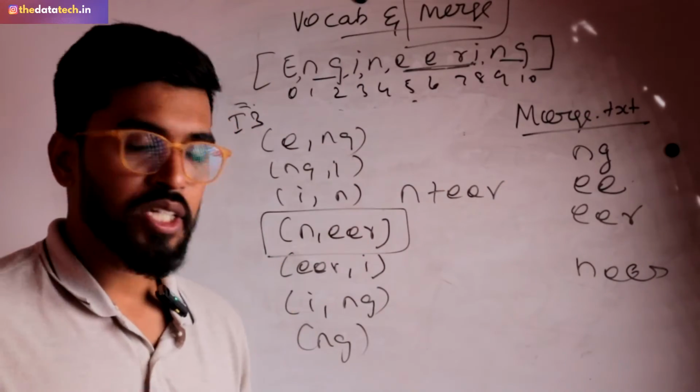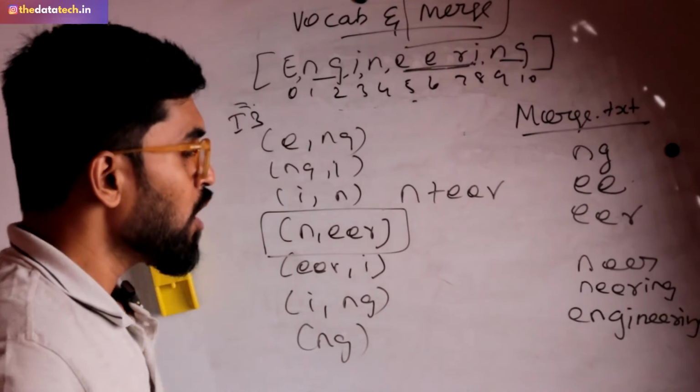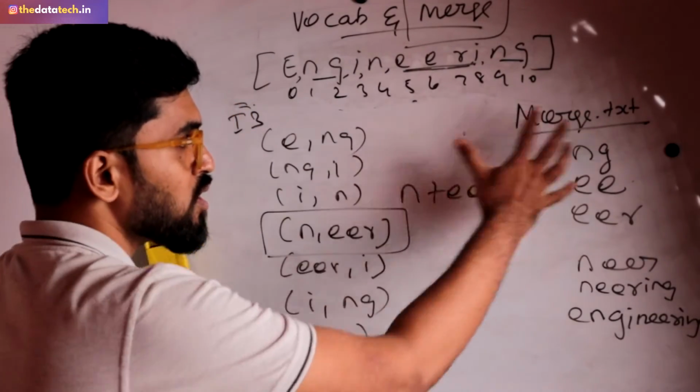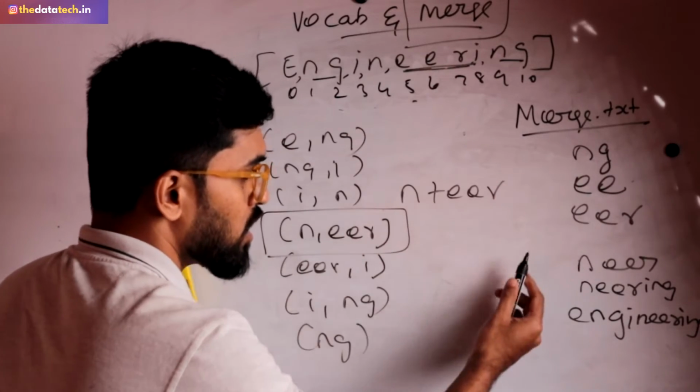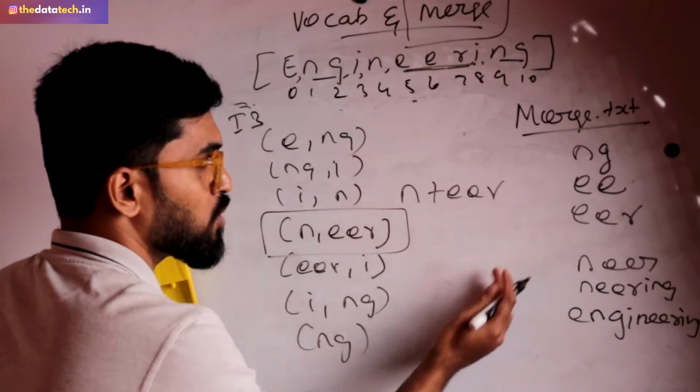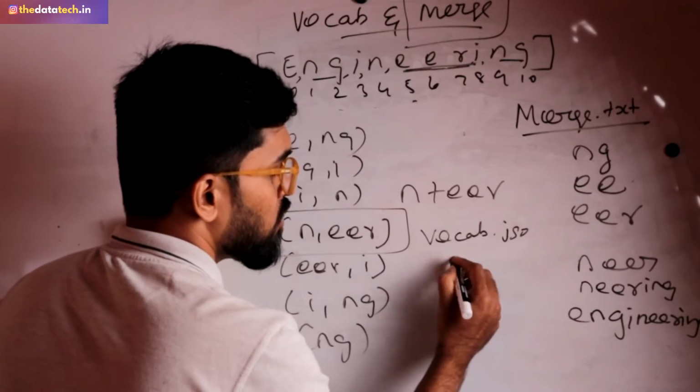So for every iteration, it keeps on merging. Okay. So now like this merge.txt will be created. And whenever this merge.txt is created, it comes to vocab. So NG, for example, this is vocab.json. So NG will come here.